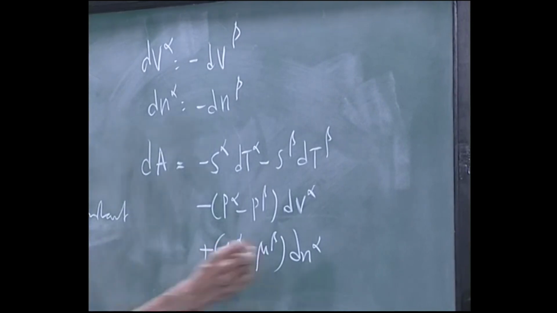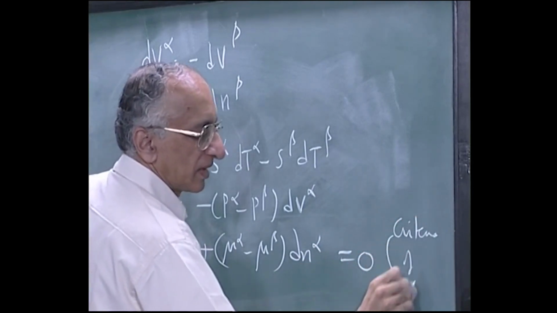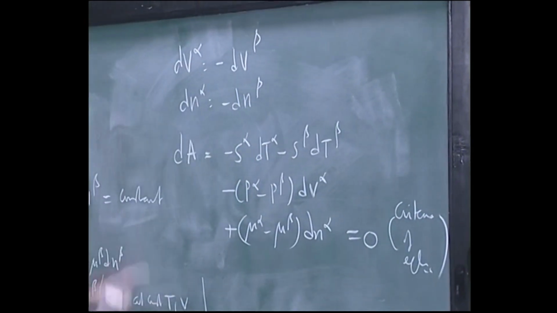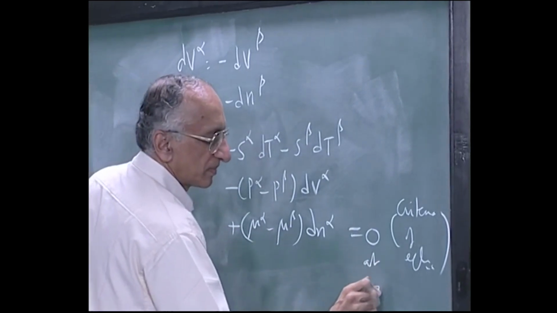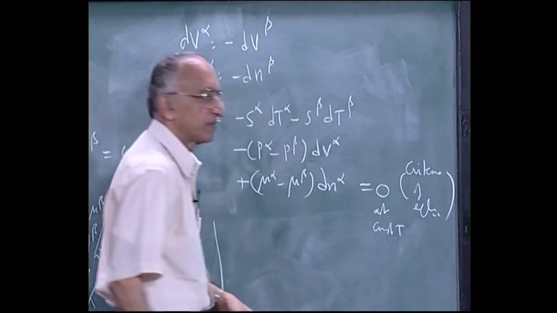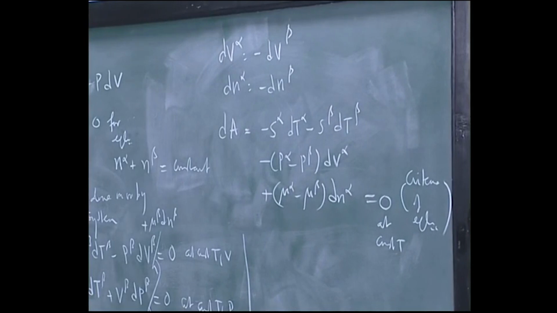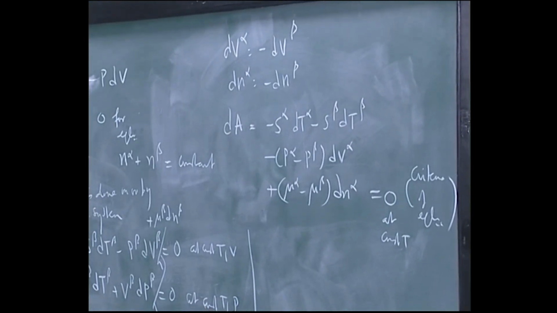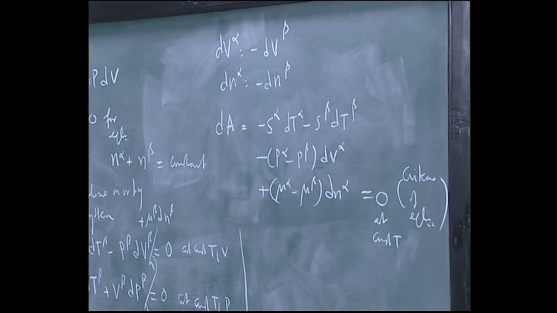This should be equal to 0, this is the criterion of equilibrium. The two laws combined will tell you dA is less than or equal to, on the right hand side, this is the criterion, this is equal to 0 at constant T and V, at constant T, that is all. For a closed system it is at constant temperature, because I have already held the volume constant, I put V alpha plus V beta equal to constant. So at constant temperature I know A has to be a minimum, therefore dA has to be equal to 0.